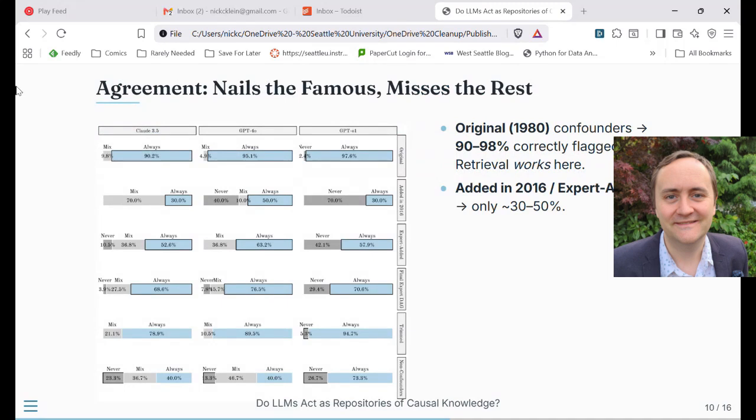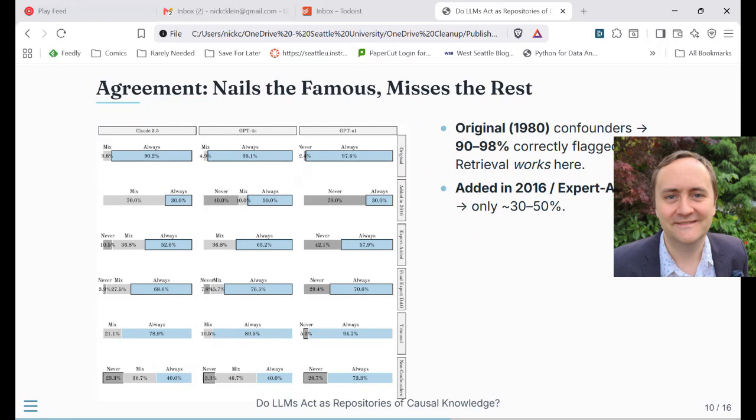For these first four rows, original, added in 2016, expert added, and final expert, these are things that we want to classify as confounders. And so all the blue there, that's good. The more blue in those first four rows, the better. These last two rows, trimmed and non-confounders, those are the things we want it to say are not confounders. The more blue there, bad.